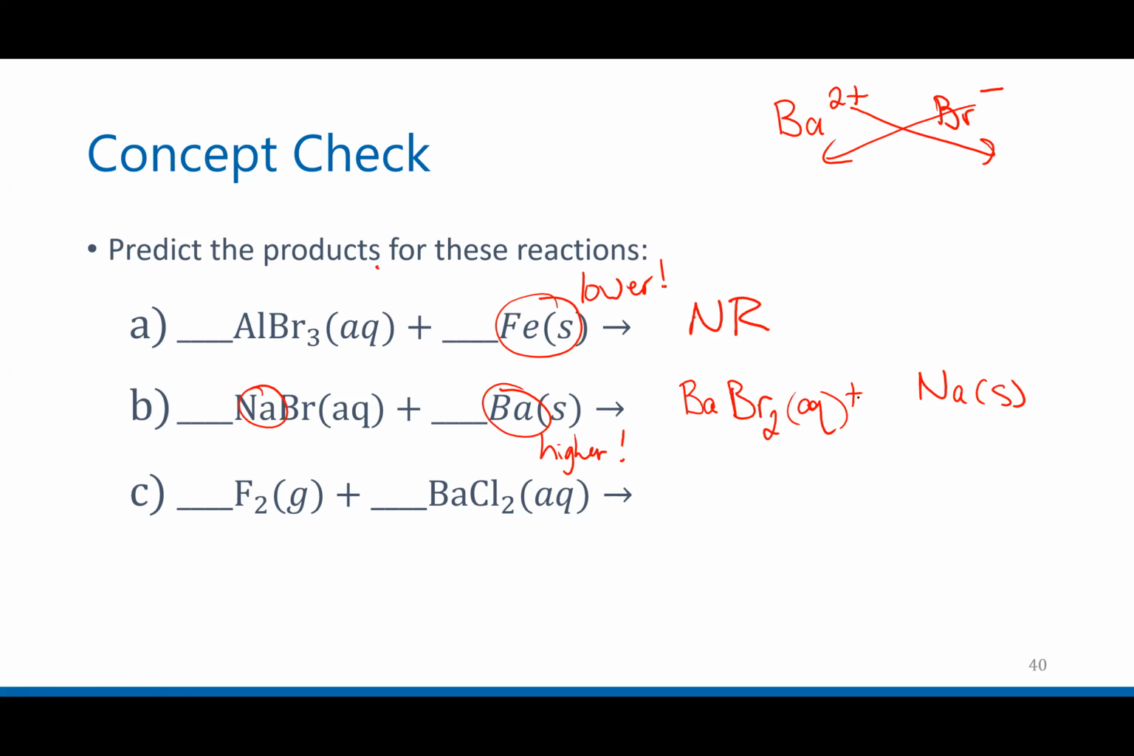And now I'm ready to balance it. Luckily for us, this is a pretty easy equation to balance. I have 2 bromines, so I'll put a 2 here. That means I have 2 sodiums, so I'll put a 2 there. Full marks. Not an easy question, but full marks.